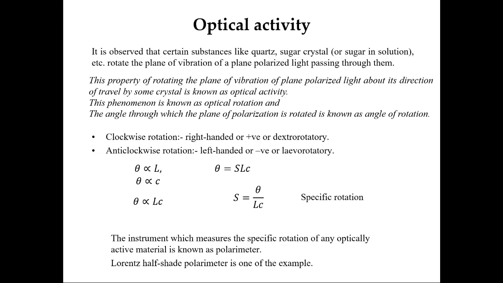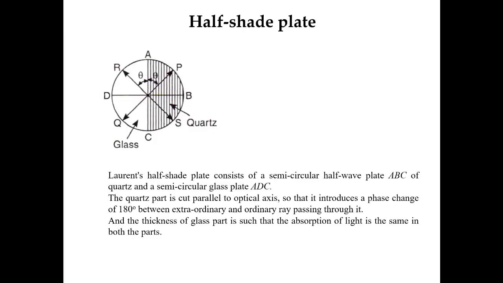The most important part of Lorentz half-shade polarimeter is the half-shade plate. So, half-shade plate must be discussed before discussing Lorentz half-shade polarimeter. A Lorentz half-shade plate consists of a semicircular half-wave plate ABC, this, of quartz, and a semicircular glass plate ADC, this. The quartz plate is cut parallel to the optic axis, and the thickness of glass plate is so adjusted that the absorption of light is the same in both the parts of the half-shade plate.